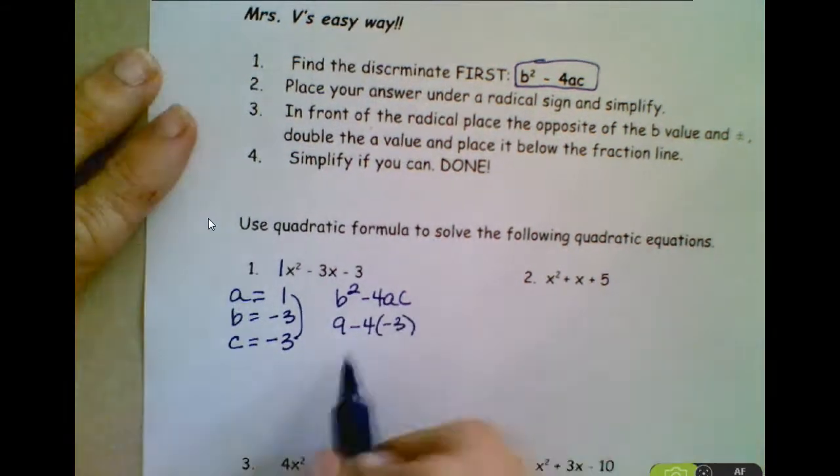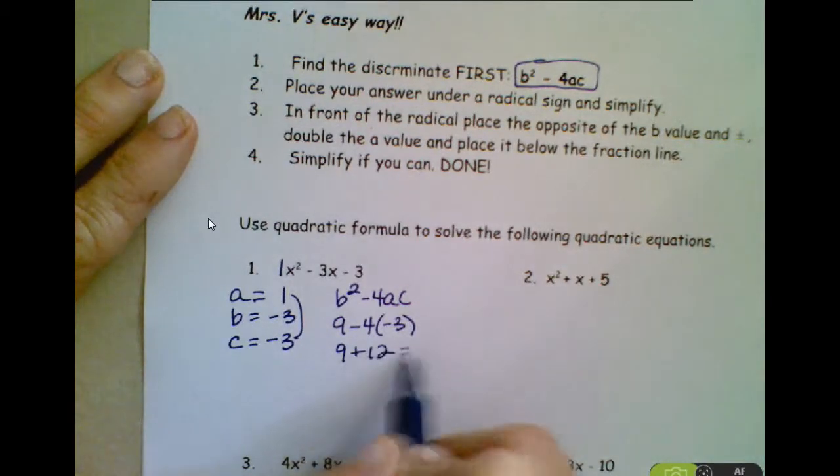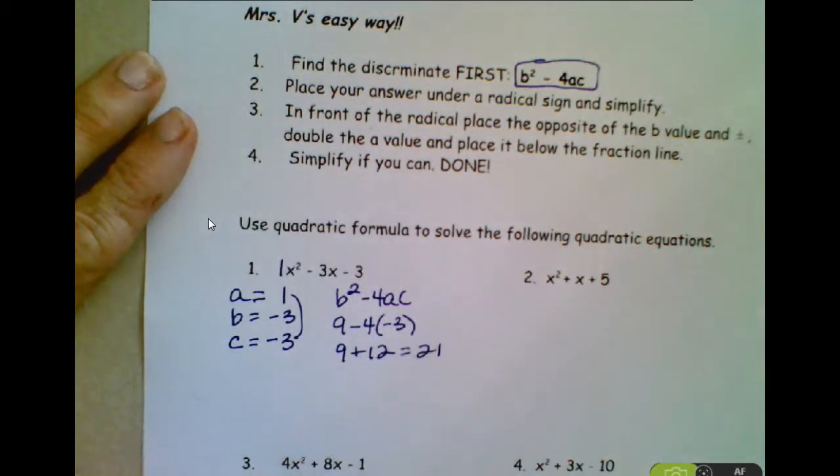Okay, now let's just simplify that. What's negative 4 times negative 3? Positive 12. Positive 12. Good. So that gives us 21. That was easy enough, right?